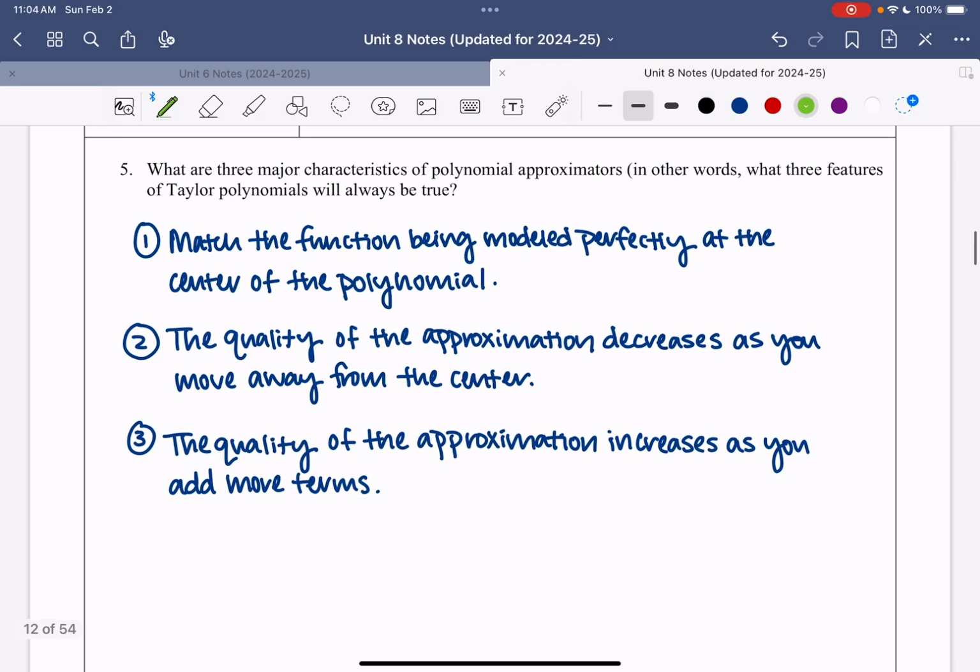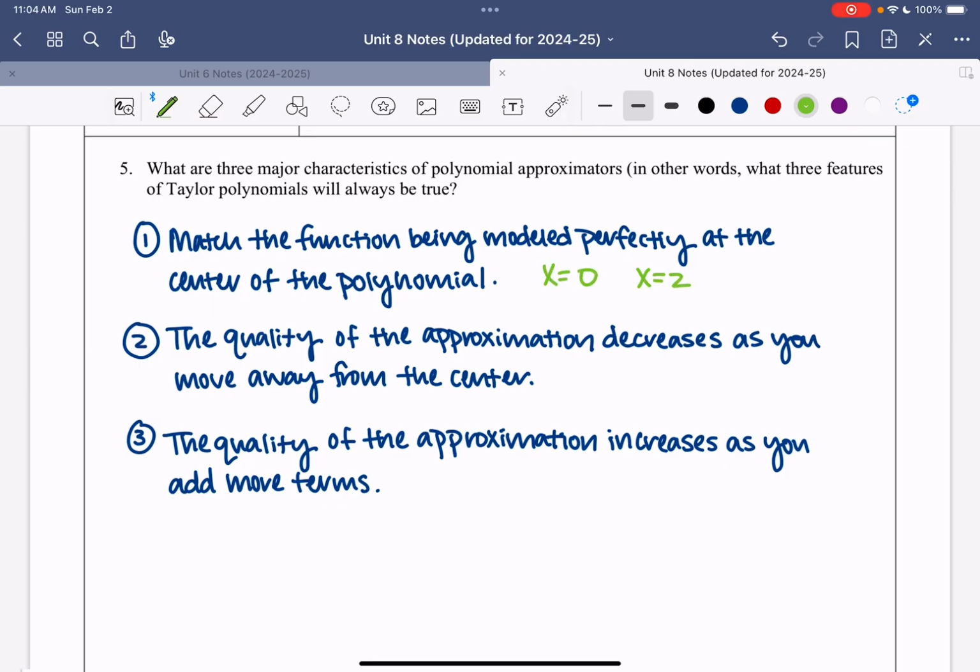On the next page, there are 3 major characteristics of polynomial approximators. In other words, these 3 features of Taylor polynomials are always going to be true. First, we're always going to match the function being modeled perfectly at the center of that polynomial. Whether we're centered with a Maclaurin polynomial at 0 or just a Taylor polynomial at 2, the center of that polynomial will always perfectly match whatever that function is.